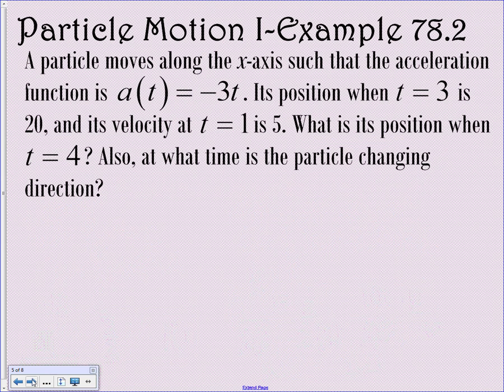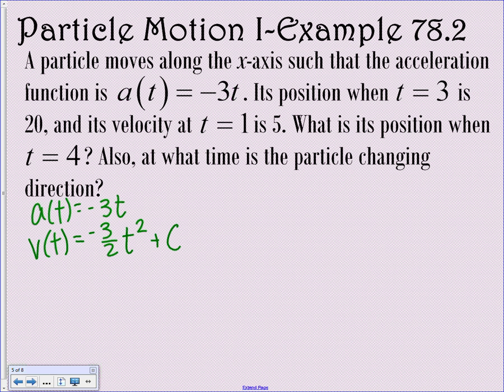Looking at the next example, we have a particle that's moving along the x-axis such that the acceleration is -3t. The position when t equals 3 is 20, and its velocity at t equals 1 is 5. We want to know what is the position when t equals 4, and at what time is the particle changing direction? So again, we're going to start with our acceleration function. So our acceleration function here is negative 3t. You integrate that to get your velocity function. So we have negative 3 over 2 t squared plus c.